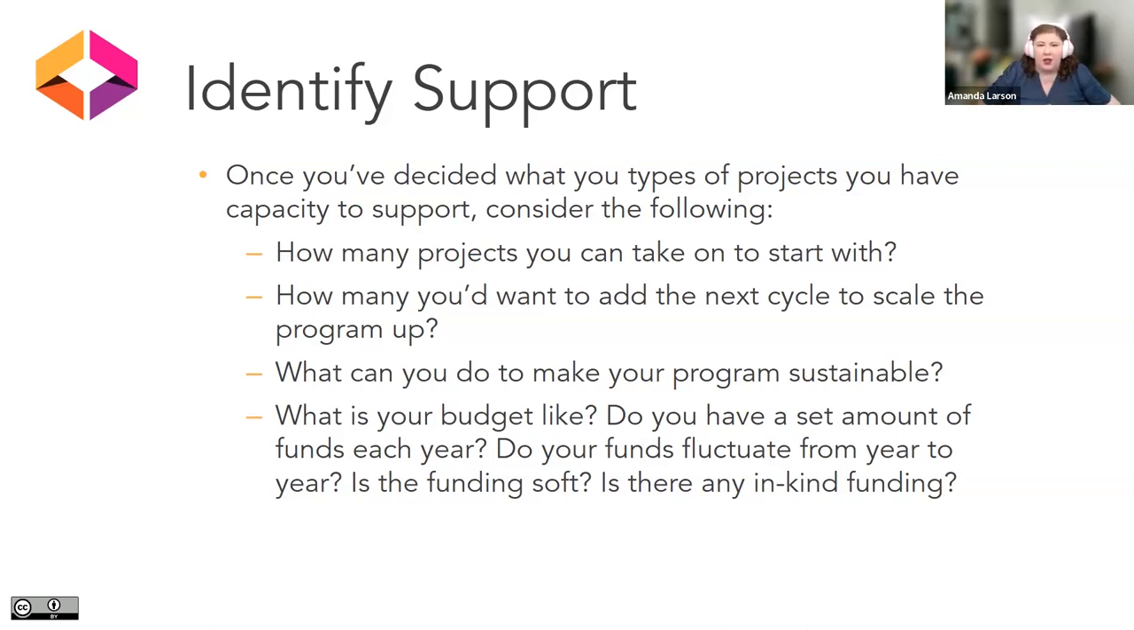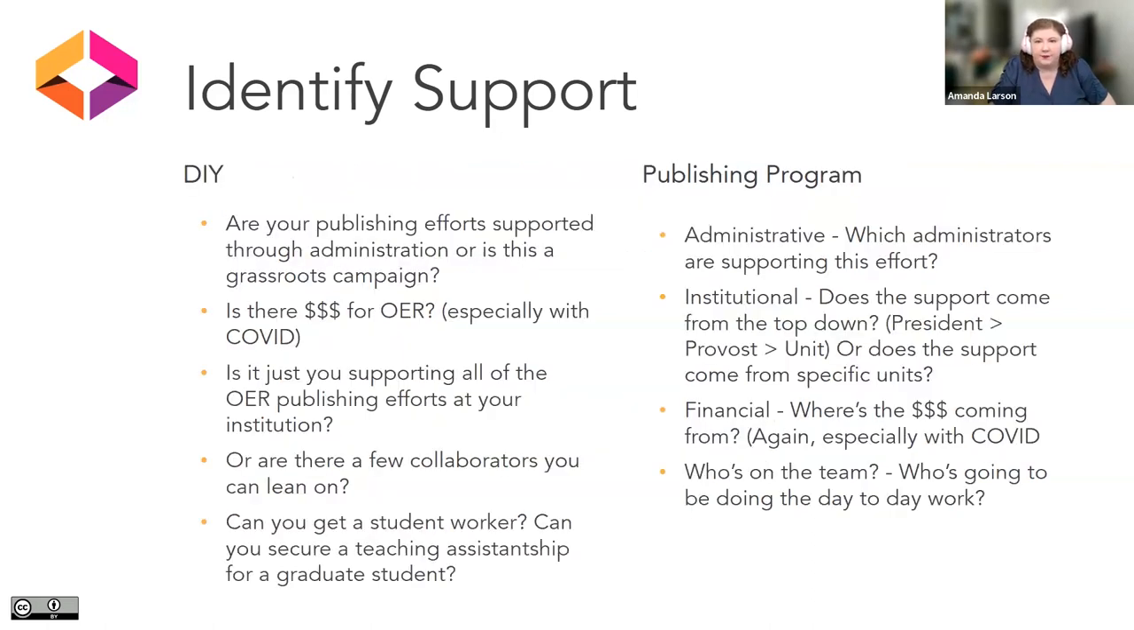one person model. And then thinking through, what is your budget like? Do you have a set amount of funds for each year? Where are those funds coming from? Do those funds fluctuate from year to year? Is the funding soft? Are you able to request any in-kind funding? So if your grant supports up to X many dollars, does their department also kick in X many dollars? Or is there a partner that you're collaborating with who also provides in-kind funding to help support the grant program? And thinking about those at the very beginning for what you need to support these programs.